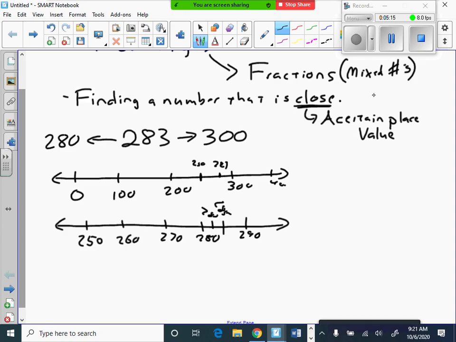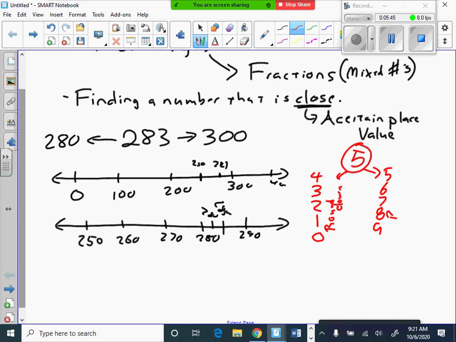So when we do our rounding, what are we really focused on? What's our magic number? 5. Okay, 5. If we have a 4, 3, 2, 1, 0, with these numbers here, we round down. With 5, 6, 7, 8, 9, with these numbers here, we round up.